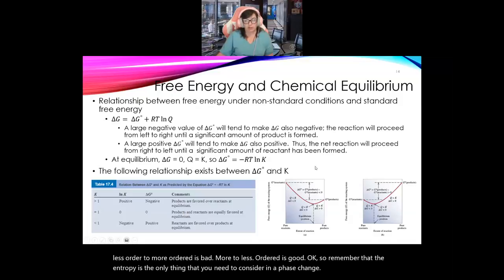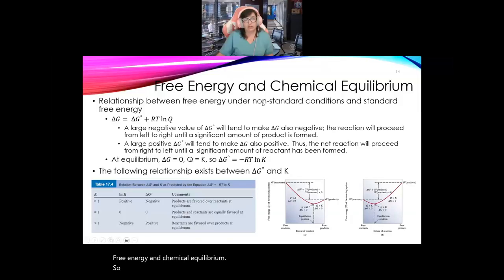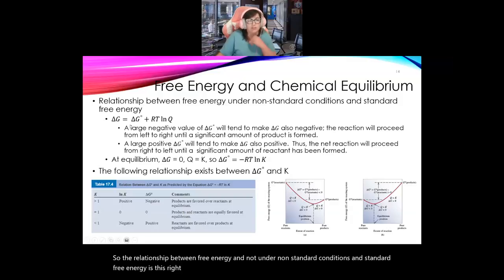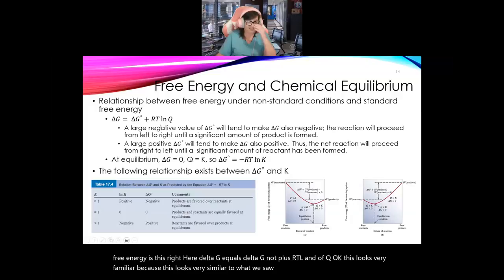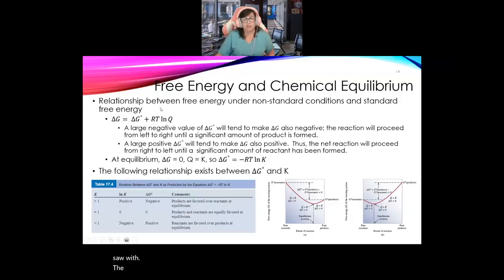Free energy and chemical equilibrium. So the relationship between free energy under non-standard conditions and standard free energy is this right here: delta G equals delta G naught plus RT ln of Q. This looks very familiar because it is similar to what we saw for delta H and delta S, and with the E cells. It is the same kind of thing.